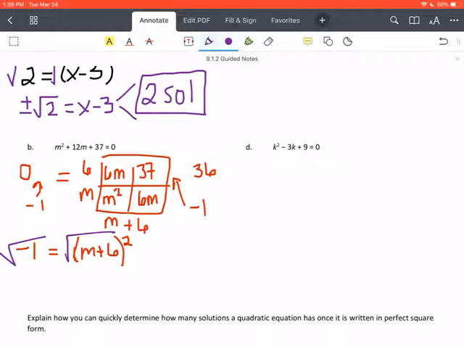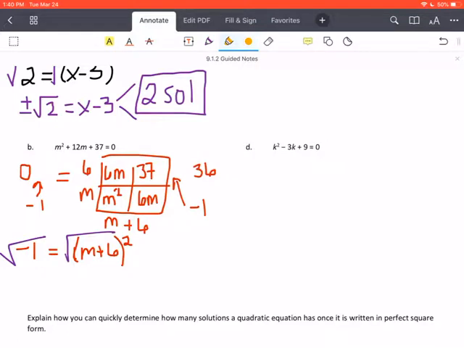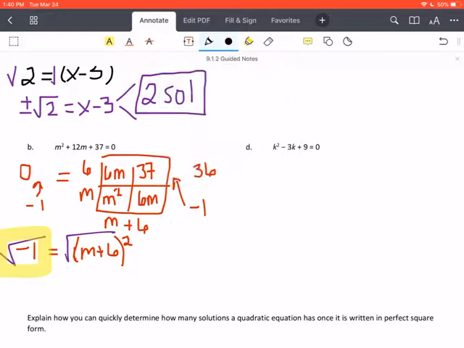But what is going to happen? If we take the square root of negative 1, like you see right here, what are we going to get? If you go ahead and do that in your calculator, we see that it would say domain error or something along those lines. So when we square root a negative, that is going to result in no solution.